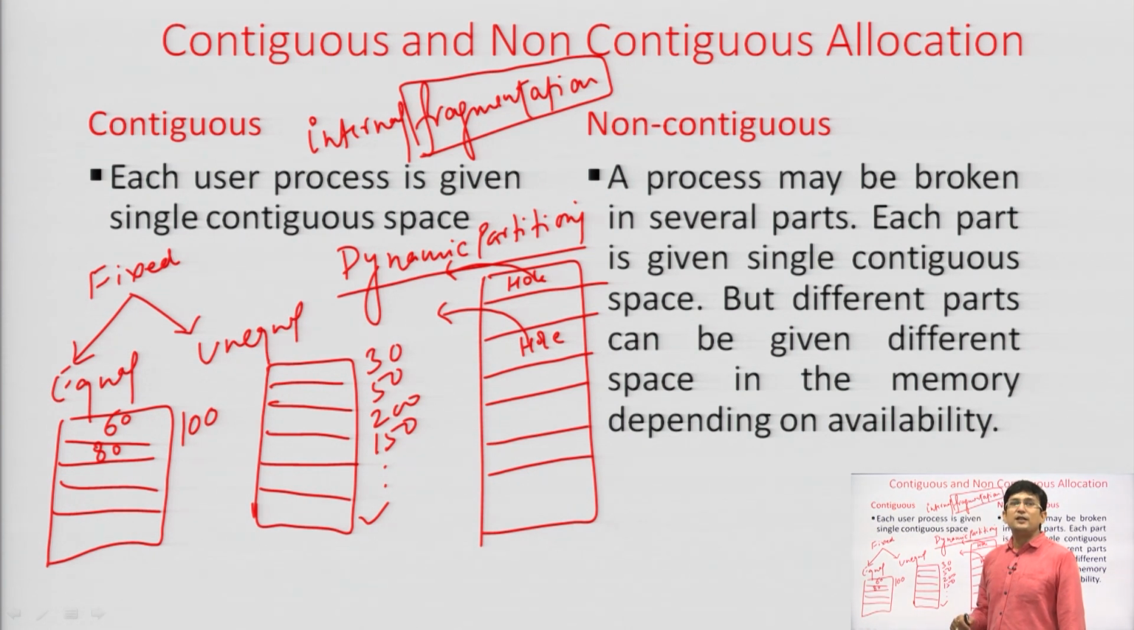It may so happen in the future that a process comes and is not able to fit into any of the holes in the main memory, but the cumulative size of the holes may be sufficient to accommodate the process.